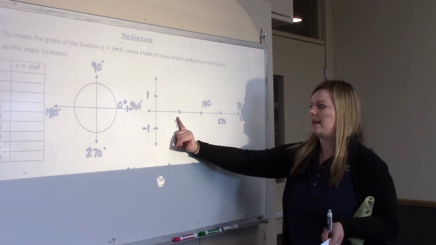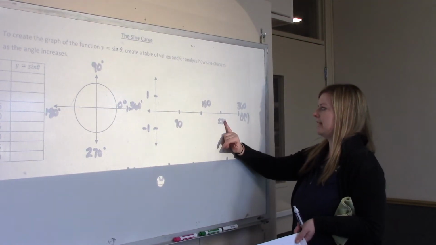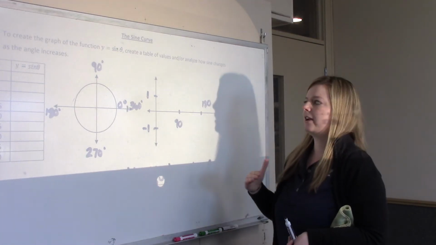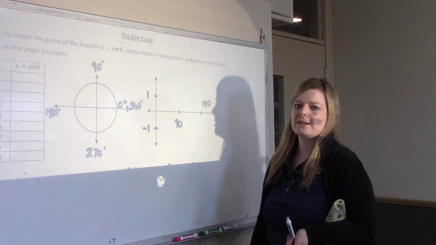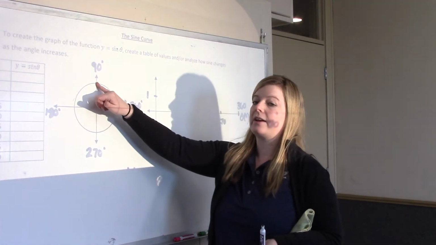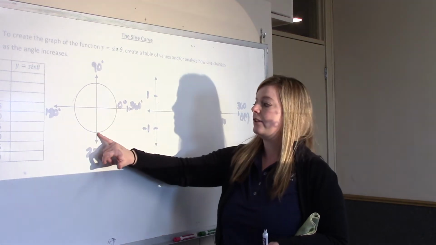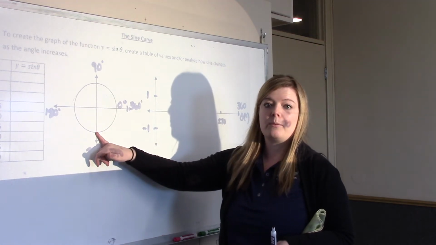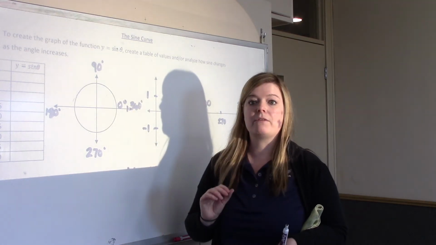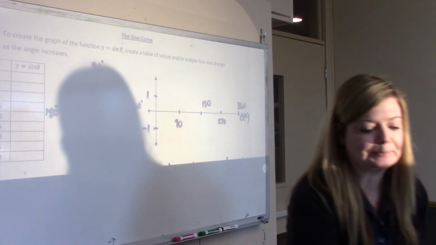Okay, because we go 90, 180, 270, and 360. Okay, the highest our sine will ever get is 1, and the lowest our sine will ever get is -1. That's because the highest we'll ever get in our y values is 1, and the lowest we'll ever get in our y values is -1, because this is a circle with a radius of 1. You've got to remember that.